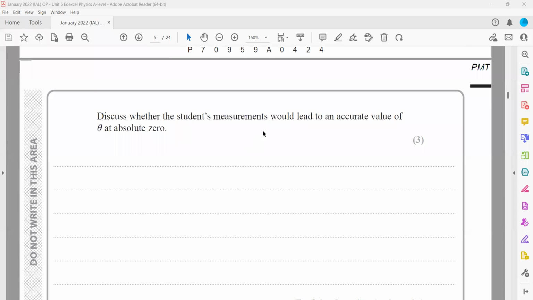The question asks to discuss whether the student's measurement would lead to an accurate value of theta at absolute zero. So we will say no, that is 1 mark. Why? Because there are few readings. With few readings, there is greater inaccuracy. Students should have more readings, or a greater range of temperature should be used.